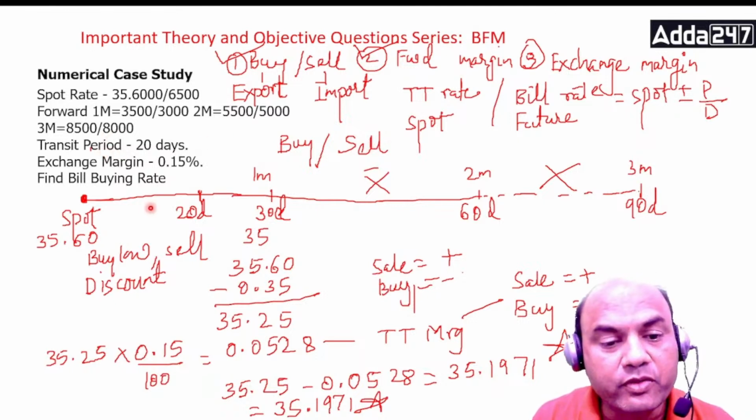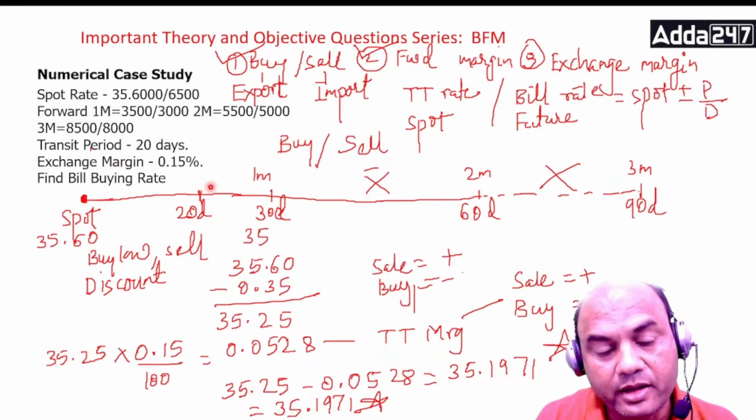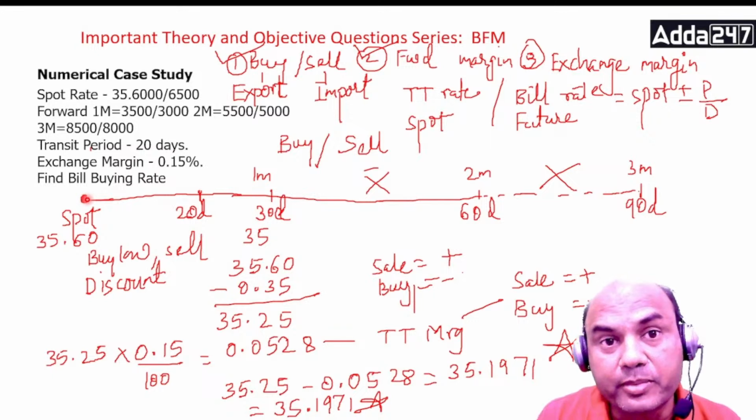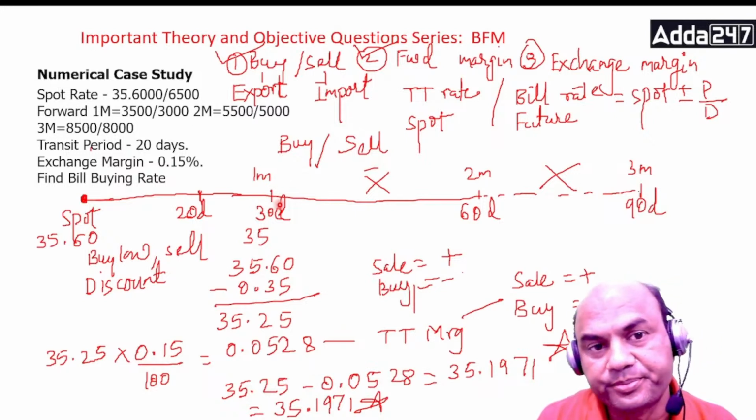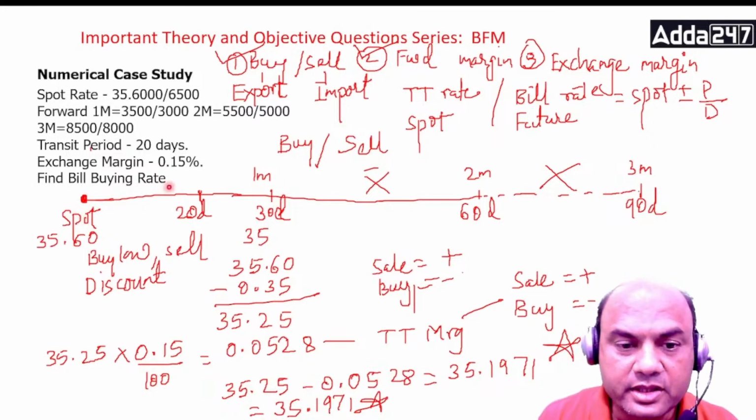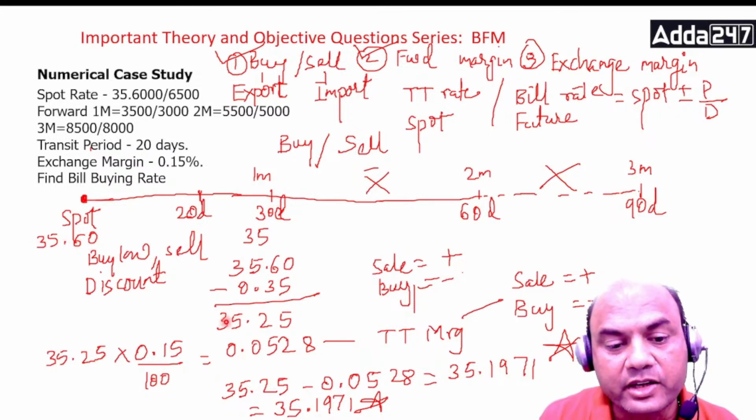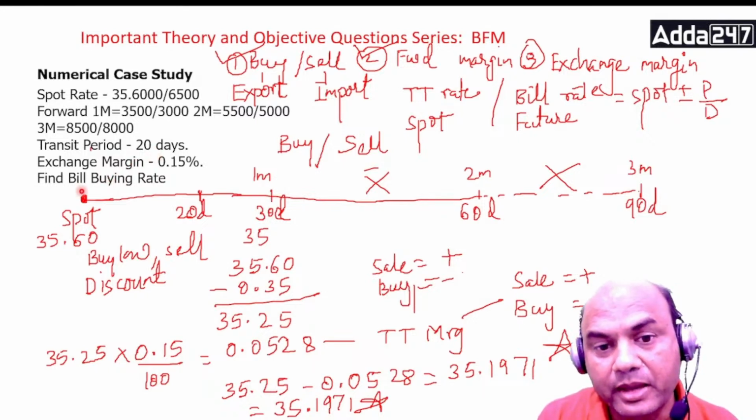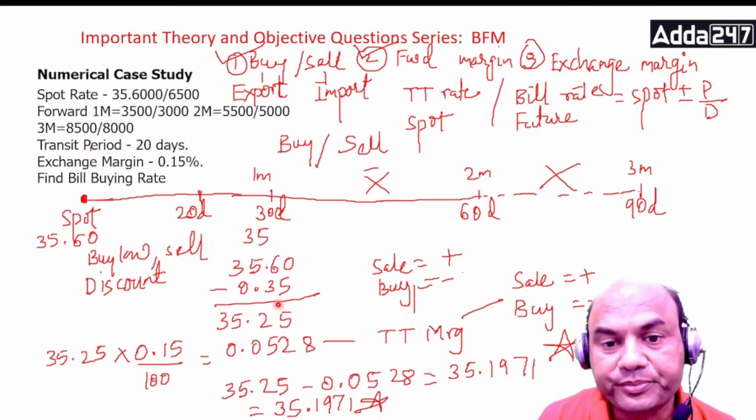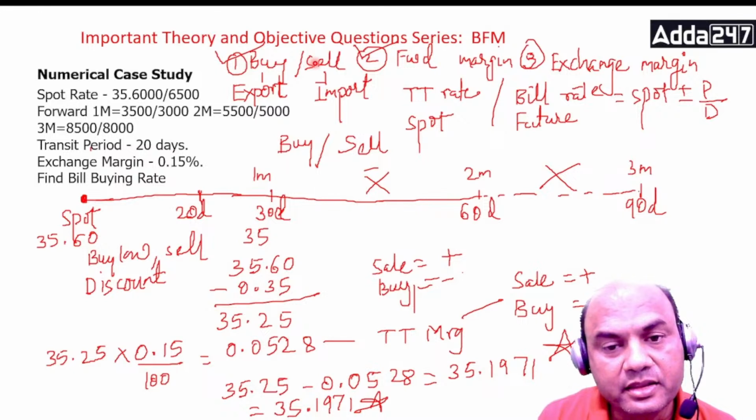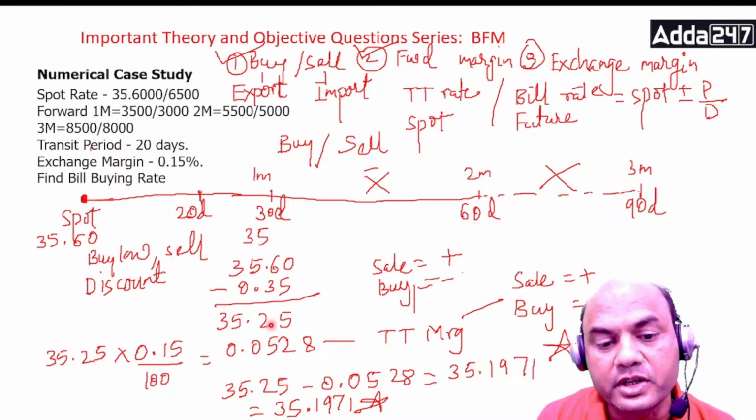Whenever you have to do a transaction in between and you don't know the exact rate for that day, you have to take the lowest rate of the first end and the last end. So here the first end is spot, the last end is this 30, right? So 35.6 and 35.25. You have to do buy. Buy means buy low. So which is the low? 35.25. So now what have you done? Buy and sell done. So it is buy. Forward margin done.